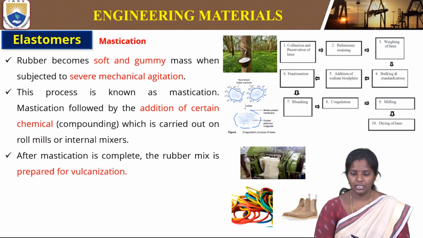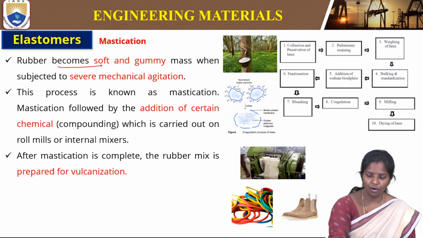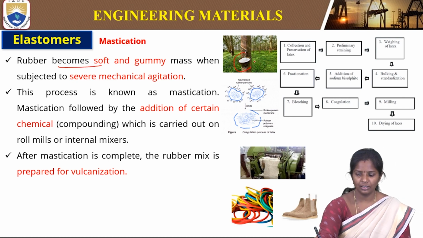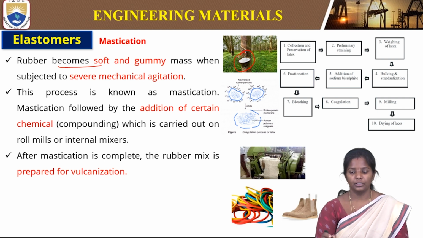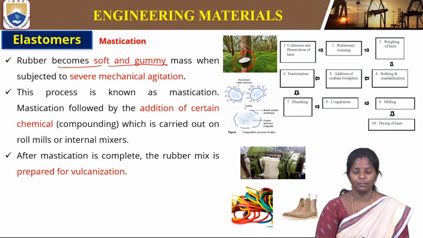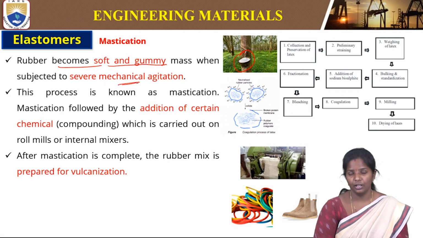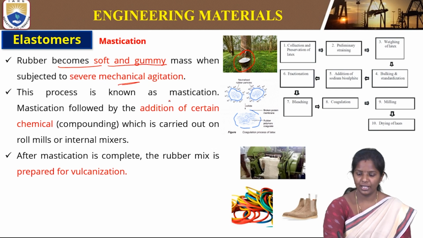So the next process is mastication. The rubber becomes soft. The initial latex that is taken is agitated mechanically. It means it is shaken mechanically so that it becomes a soft, gummy mass when it is treated mechanically. So this process is called mastication.